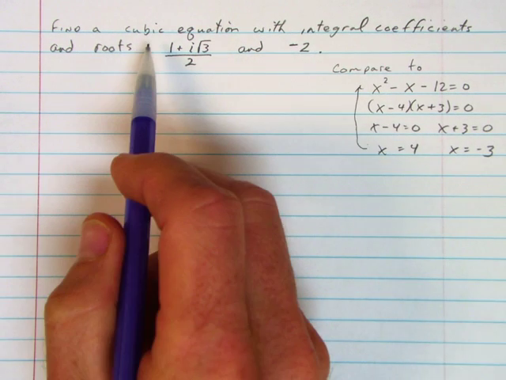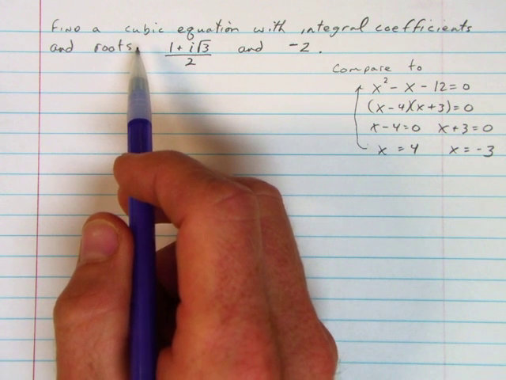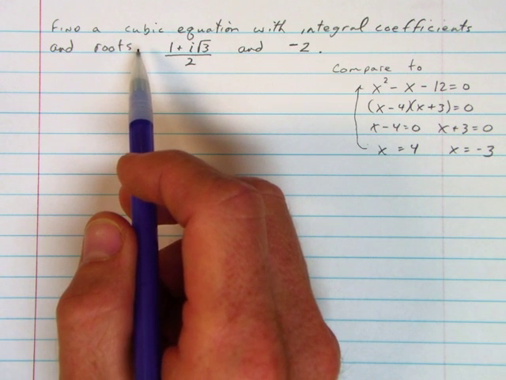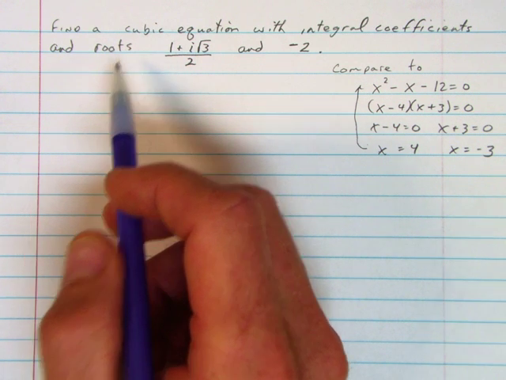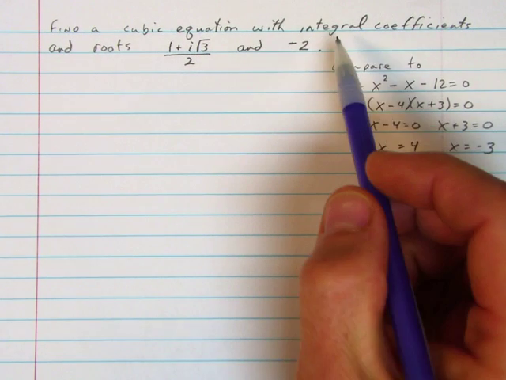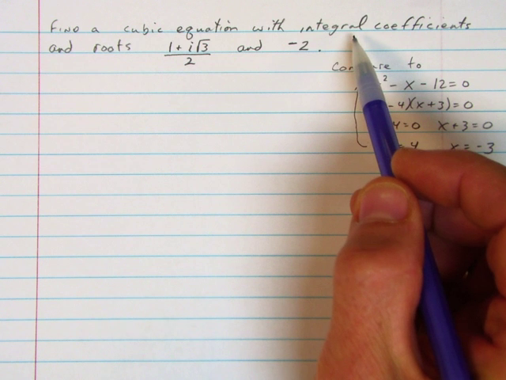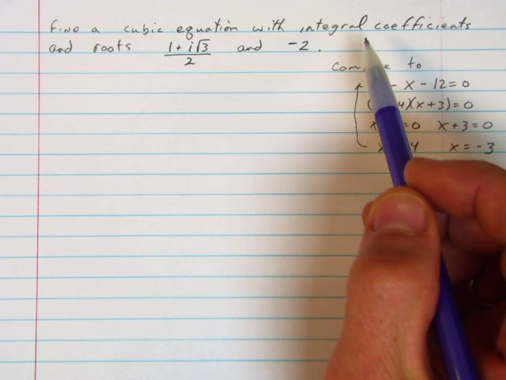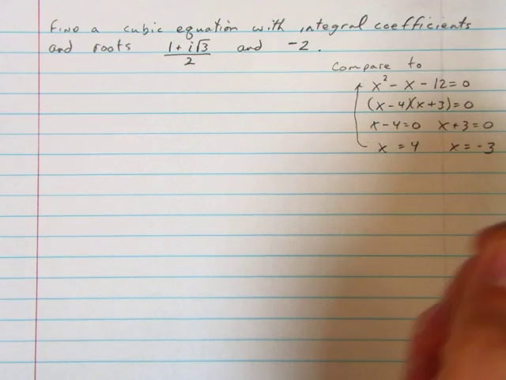When we look at this, find a cubic equation. That means it's going to be degree 3. How many solutions does a degree 3 equation have? From the fundamental theorem of algebra, it has 3 solutions. Now it says it's a cubic equation with integral coefficients. Remember, integral coefficients are integers, like negative 3, negative 2, negative 1, 0, 1, 2, 3. It can go in both directions.